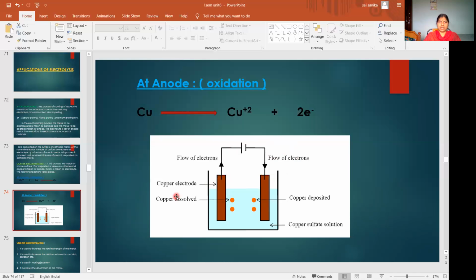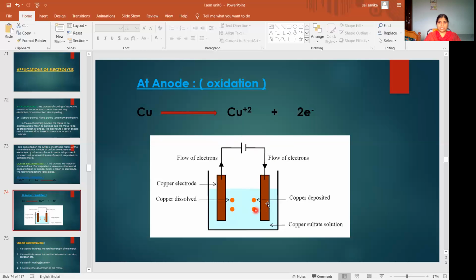So here, the anode is copper, and whichever metal we are coating, that is the cathode. So this is the positive sign, this is the negative sign. So here we are connecting the battery, which means what is happening? Electricity is passing into this electrolytic solution through these electrodes.